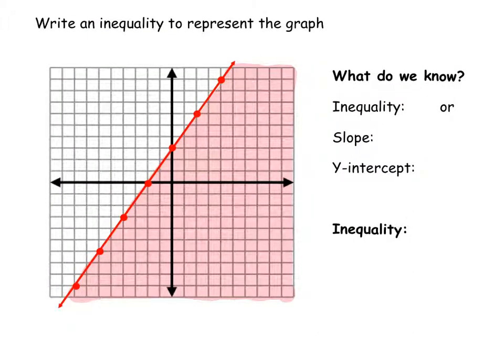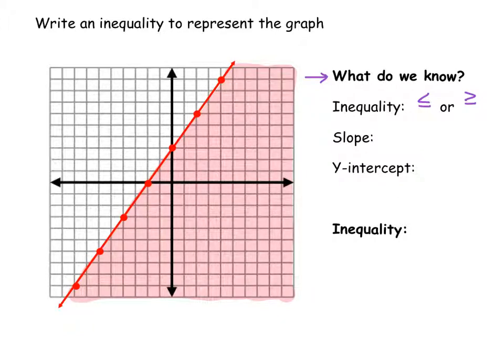Now, last but not least, we are going to write inequalities to represent given graphs. And thinking about this, it's actually not as hard as you may think or as intimidating as it seems at first. So first, when you're given a task, you always want to analyze what we know. Looking at this graph, think about what we know. What kind of inequality symbol does it have to have if it's a solid line? Well, solid lines, remember, are either less than or equal to, or greater than or equal to. So right there, we know it's going to be one of those two symbols.